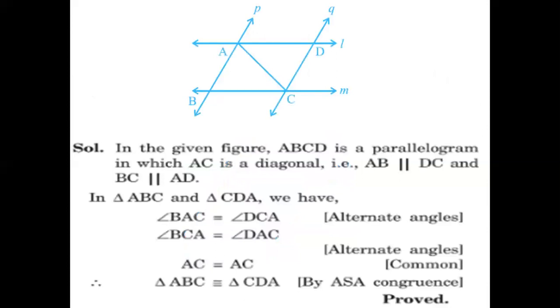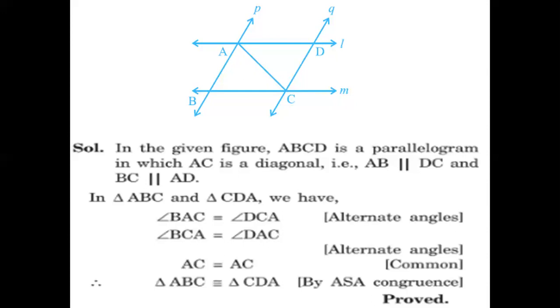Now, in the given figure, ABCD is a parallelogram. Why? Because L and M are parallel lines, hence AD and BC will be parallel. Likewise, P and Q are also parallel lines, hence AB and DC will also be parallel. When I've got both the opposite pairs of sides parallel, I can easily conclude that ABCD is a parallelogram. And hence, AC becomes the diagonal of my parallelogram. Now, as I look into the figure, I've got two triangles. Let me consider them. That is triangle ABC and triangle CDA.